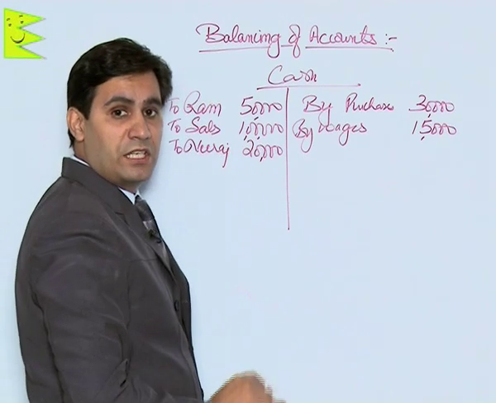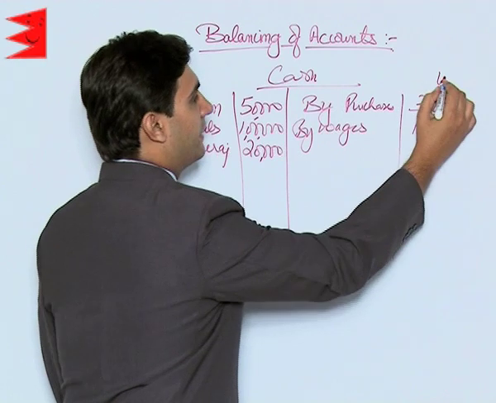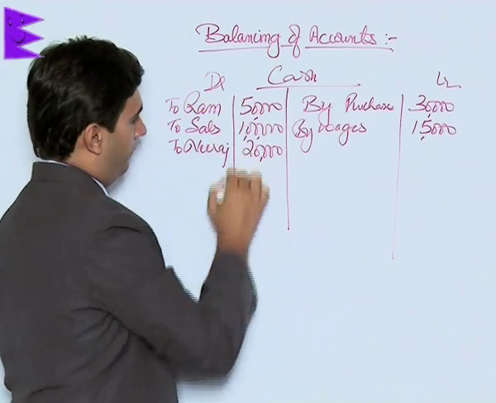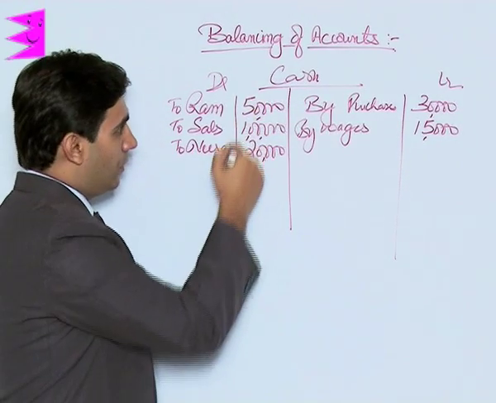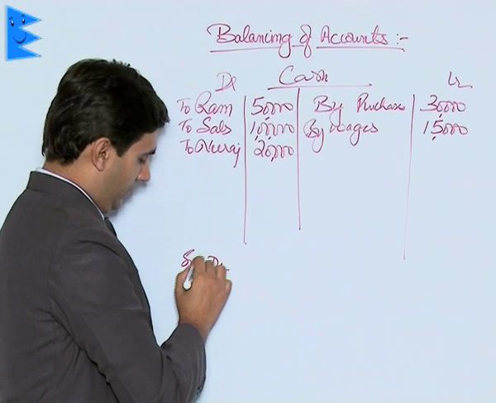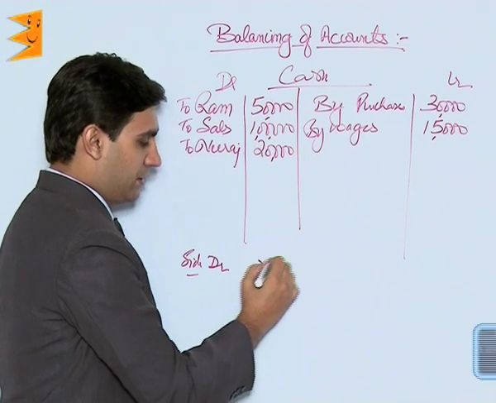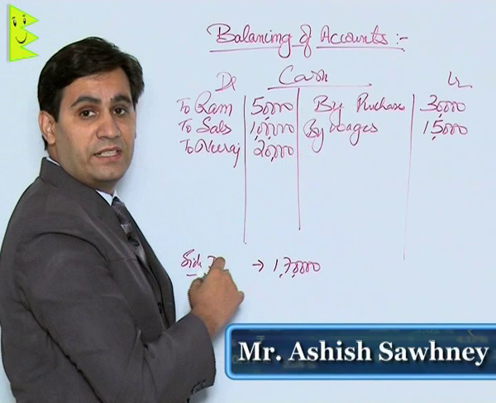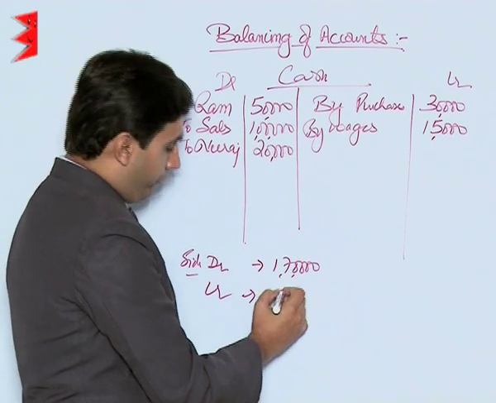Now students, it is a T-shape account. Let us find the balance. This is the credit side, this is the debit side. Again, following the same steps, on the debit side, this is rough work, the total comes to 1,70,000. And on the credit side, the total comes to 45,000.